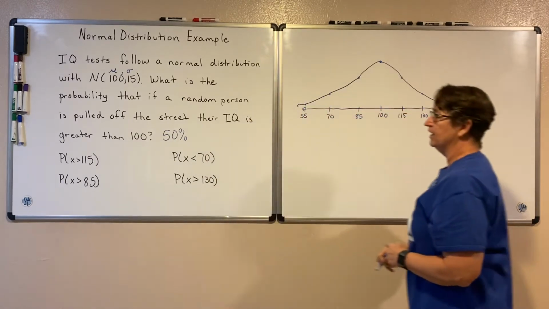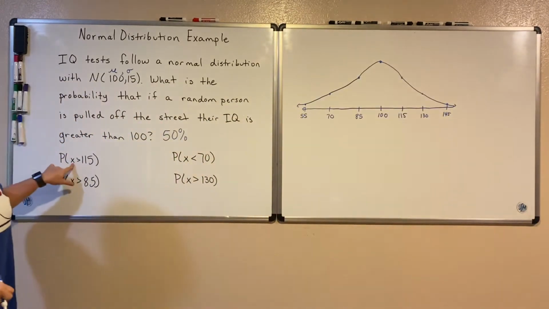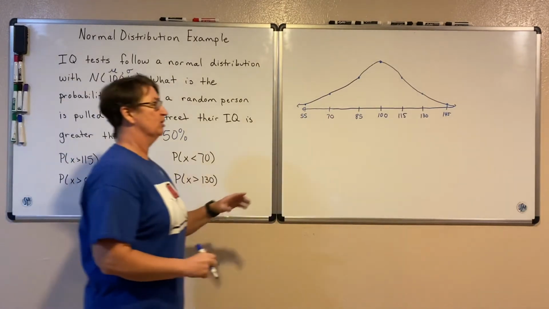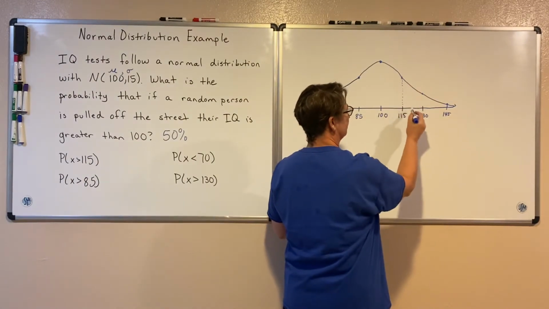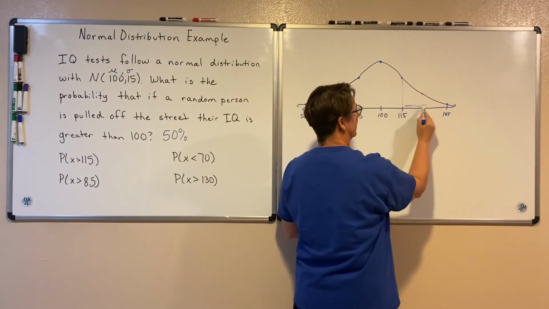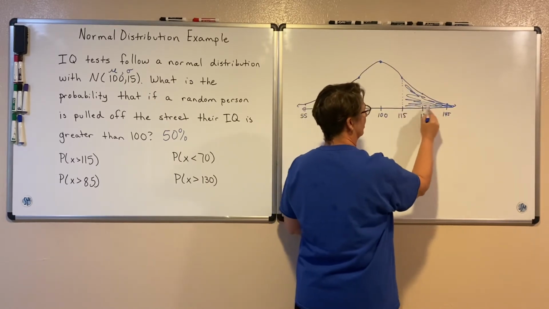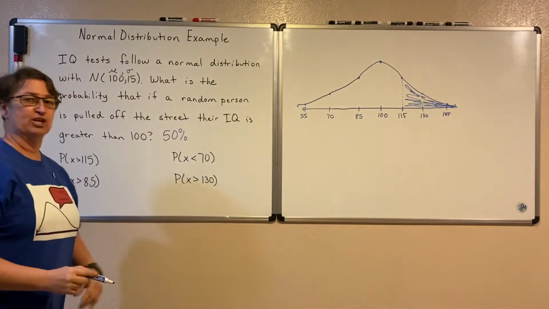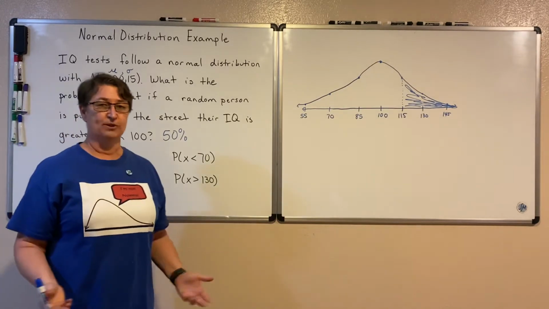So then this probability that I get someone with a test score of greater than 115. Well, let's look at that area then. So 115 is here at one standard deviation above the mean. And I want to know the area under the curve here from 115 on. So we're going to use our empirical rule to help us determine this.